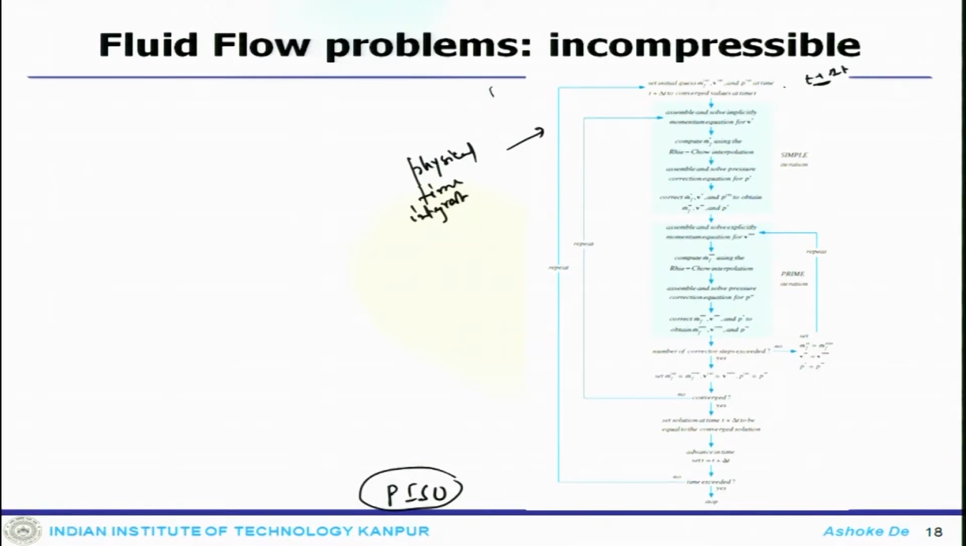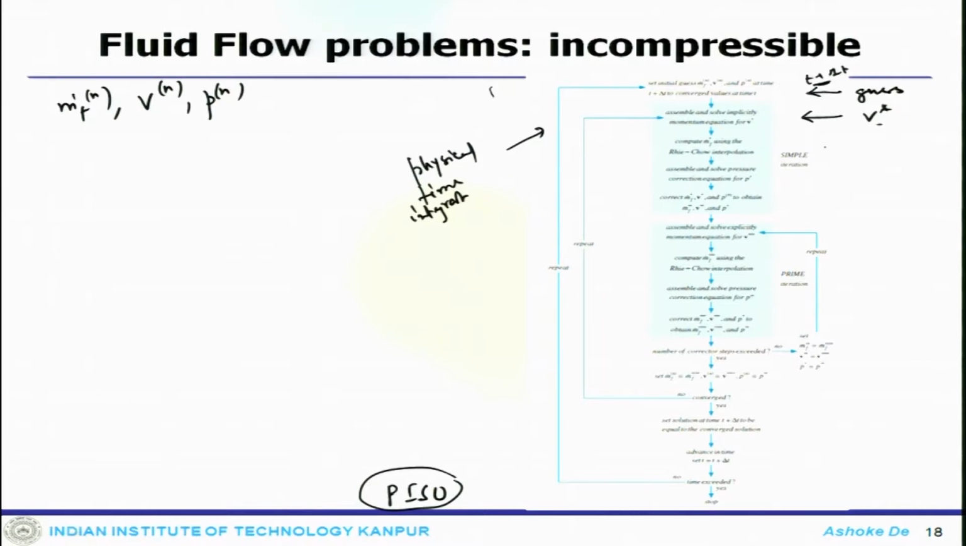So, what you do at the time level t plus delta t, you have all m dot f n, v n, p n. So, these are all guess. So, this step is the guessing step. So, you guess everything, then you assemble and solve the momentum equation for all the star quantities. That means the first level of intermediate step where you calculate all the star quantities.